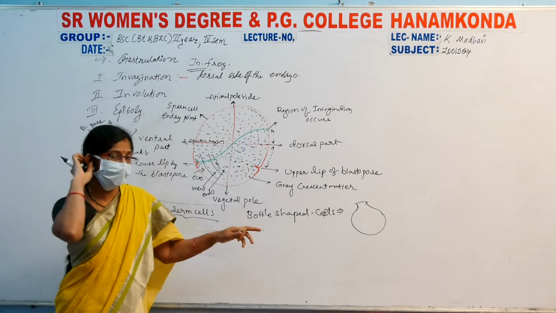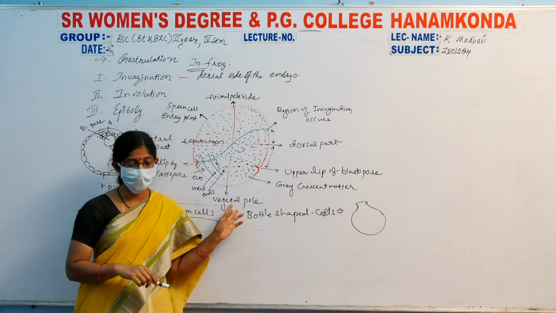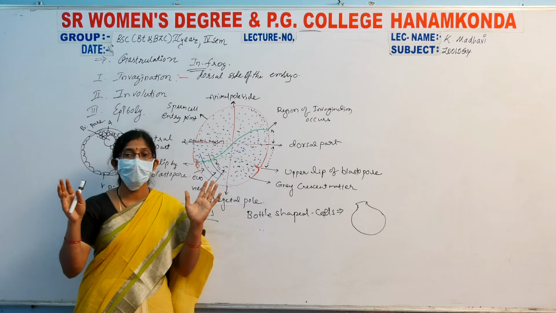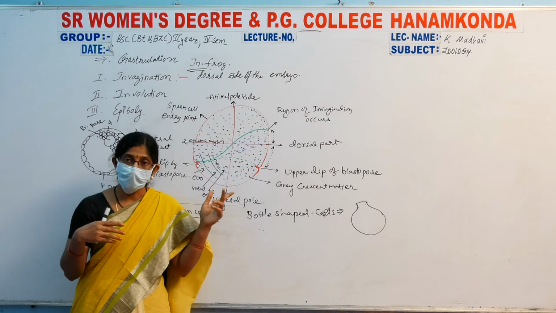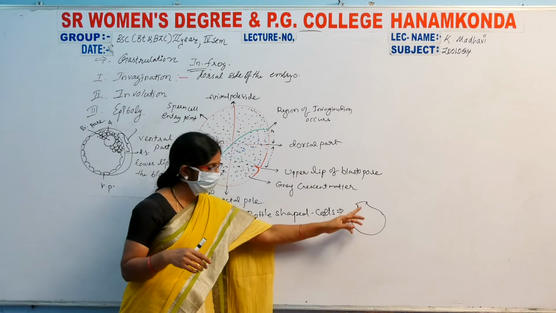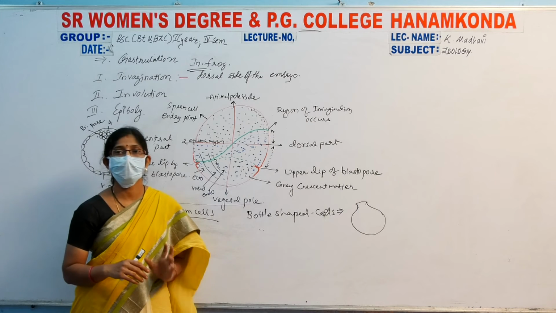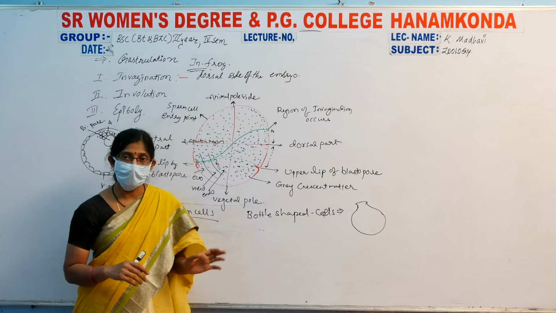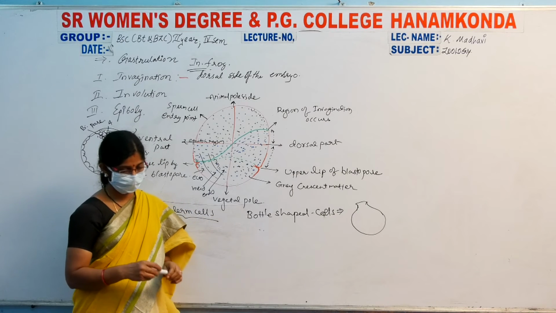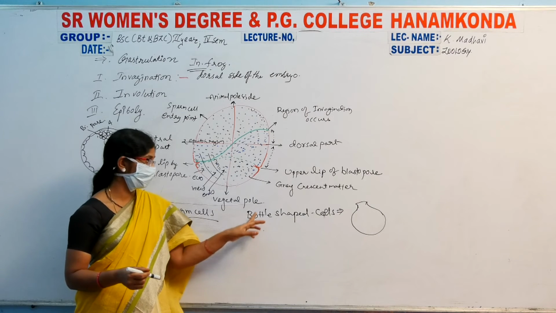Right now, these bottle shaped cells go inward, while their inner surface is broad and the outer surface is very narrow. In the peripheral regions they are narrow and the internal surface is very large or wide. Such cells are known as bottle cells, or bottle shaped cells.